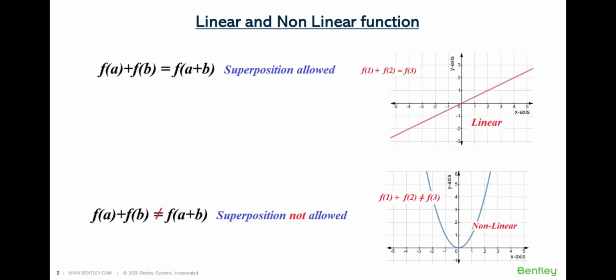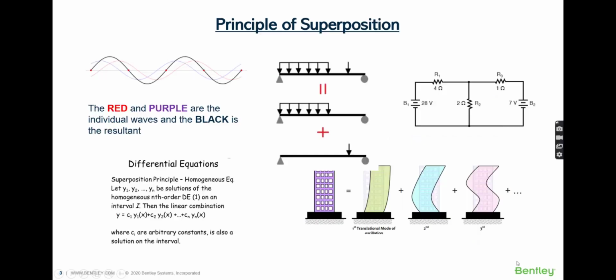On the other hand, in the nonlinear case the equality doesn't exist. That means f of a plus f of b is not equal to f of a plus b. If you see the parabolic curve, which is nonlinear in nature, you can see that f of 1 plus f of 2 is not the same as f of 3. So in the linear case, superposition is allowed, and in the nonlinear case, superposition is not allowed. Superposition is simply the algebraic summation of the individual events.